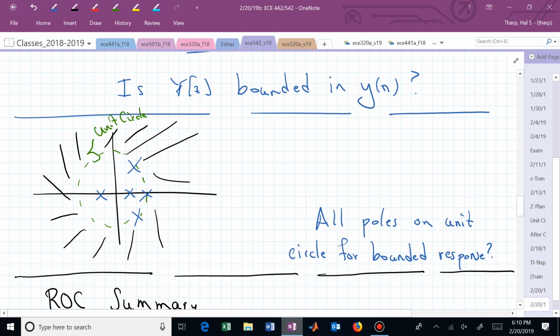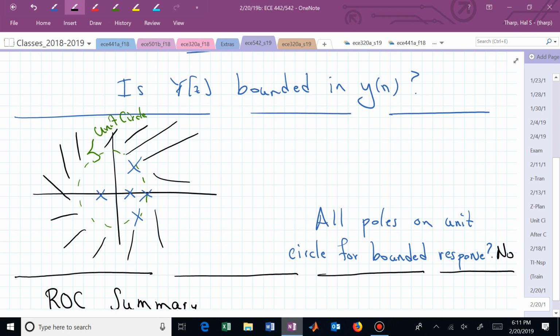The answer is actually no. You can have poles inside the unit circle, one pole on the unit circle or a pair on the unit circle, and you'll have a bounded response even if you have 10 or 20 poles that are inside the unit circle. So all poles on the unit circle are not needed for a bounded response. The answer is no. I'm not sure which thumb position that corresponds to. I think down. So all poles on the unit circle for a bounded response, no.